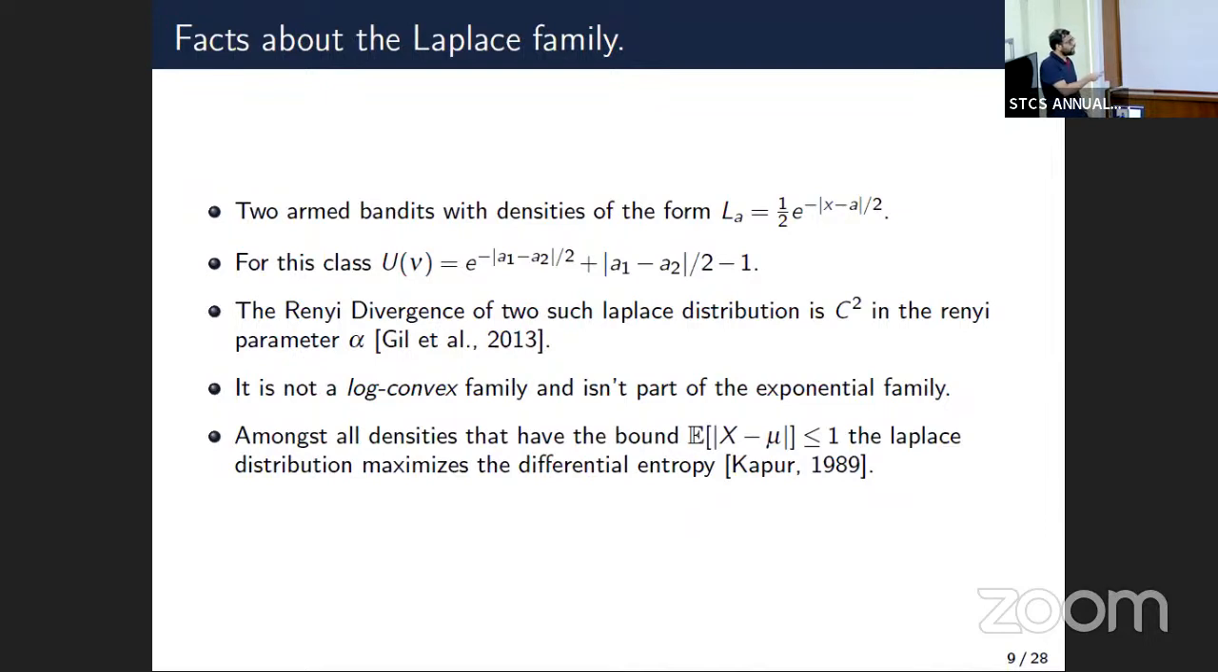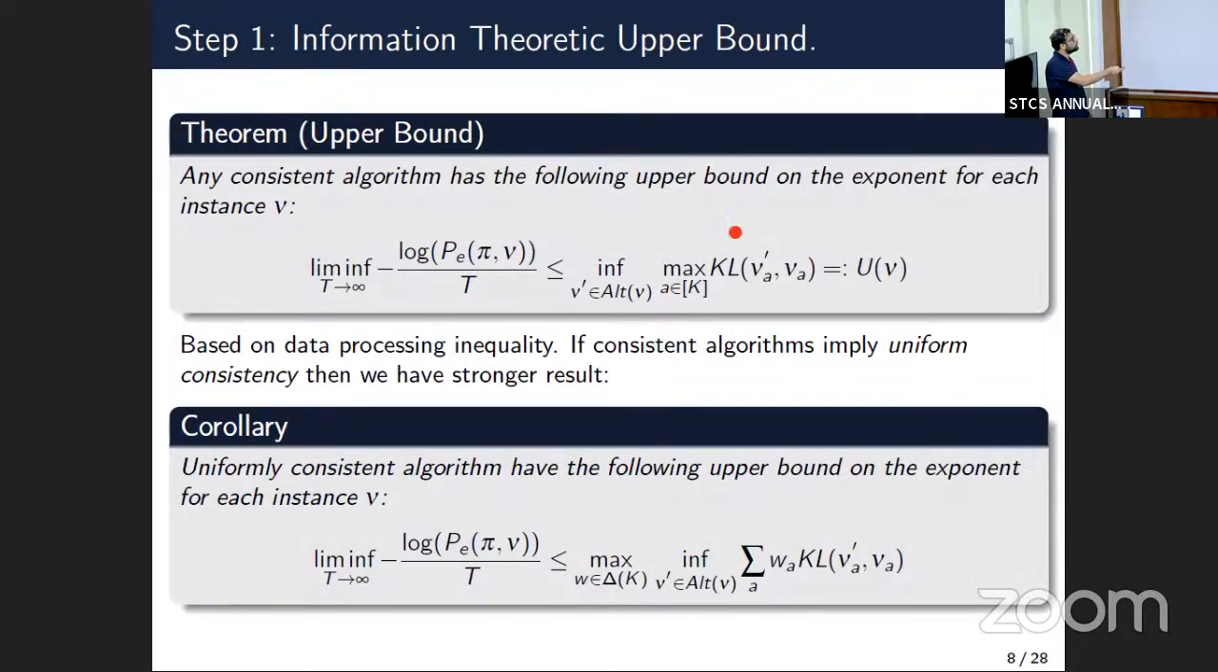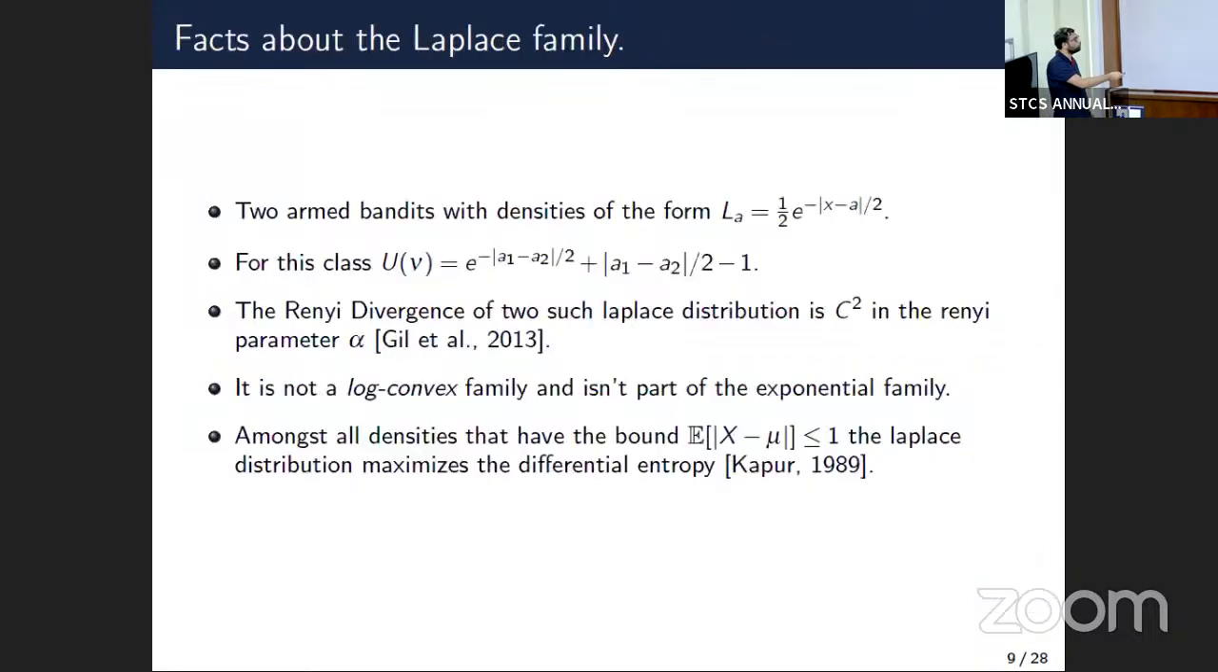We will use certain facts about the Laplace family. So what is the Laplacian two-arm bandit? We are considering densities of this particular form. So the previous upper bound, we will term it the upper bound of this instance. So we call this mu. And for this particular class, you can derive a closed form expression for this upper bound.